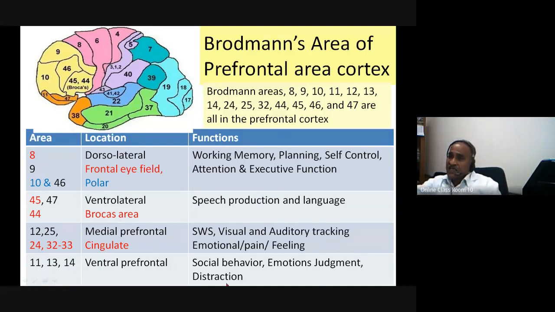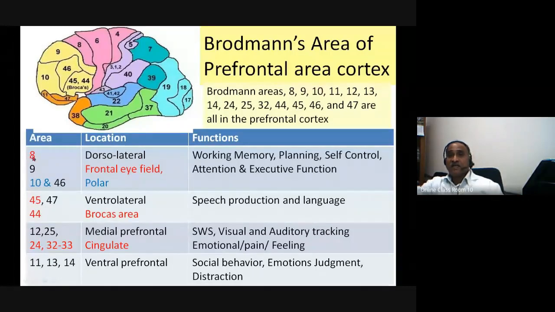And once we see the areas, what their function is: this part, especially the dorsolateral part, is for working memory, planning, self-control, self-restraint, attention, and the executive functions. Executive functions for all of our activities, for all of our planning, whatever we try to be. So our personality, what actions we want to do, the long-term goals, short-term goals, everything is here in the executive function. So that is the dorsolateral.